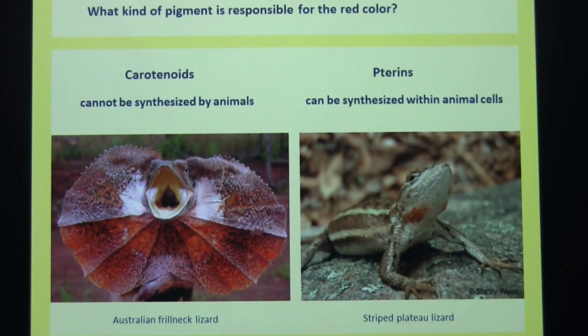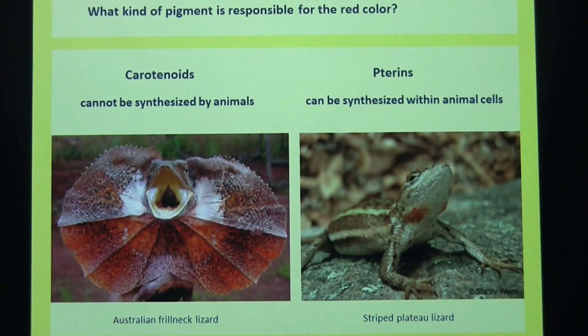Our first question in relation to the red coloration in the spiny-footed lizard was what kind of pigment is responsible for the red color. In other lizard species, red coloration is caused by carotenoids, for example in the Australian frill-necked lizard, or by pterins, for example in the striped plateau lizard.